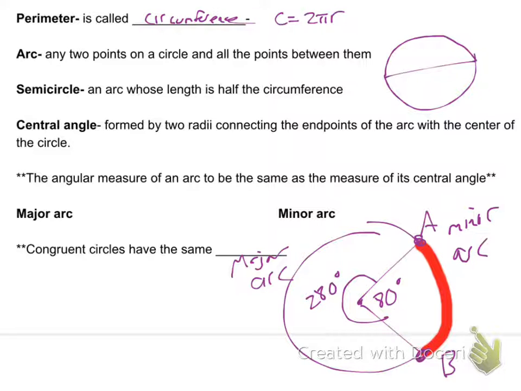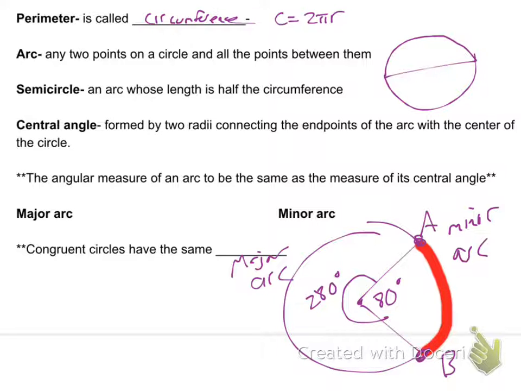The other thing we have to talk about is 80 degrees. 80 degrees or 280 degrees, they're at the center of the circle. Those are what we're going to call central angles. Central angles are angles that are formed by two radii connecting the endpoints of the arc to the center. Notice a line is drawn from the center to A, the center to B. Those two radii set up 80 degrees. It also sets up 280 degrees on the other side.